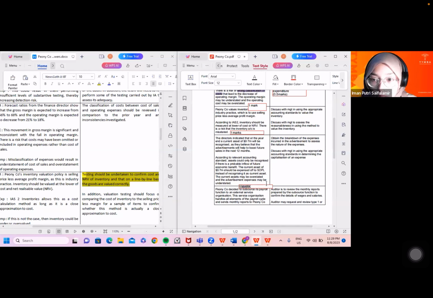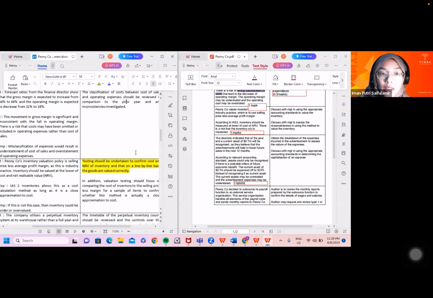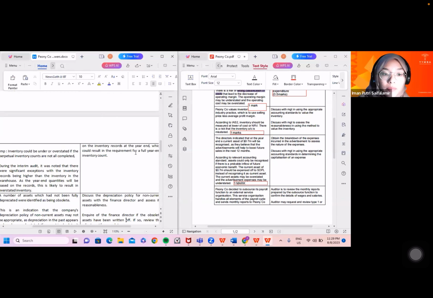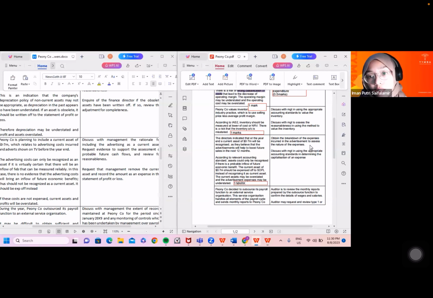Obtain a breakdown of the expenses incurred to assess the nature of the expense. Discuss with management in using the appropriate accounting standards in determining the capitalization. Okay, let me look into my point. Obtain a breakdown of the expenses incurred to assess the nature of the expenses. I think this is actually quite good too. I think I'll give this 1 mark here.